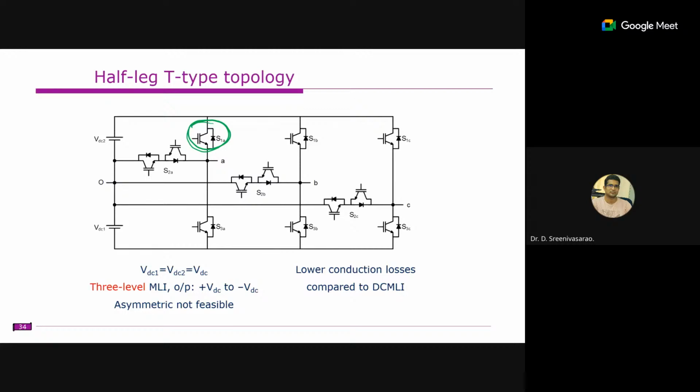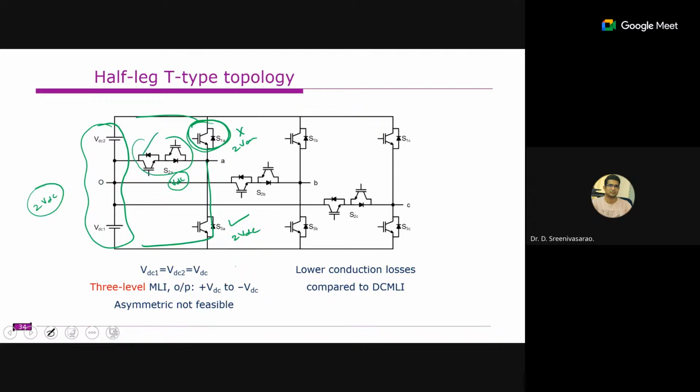But the thing is that, let us assume this switch is off here and this switch is on. In that case, this switch is supposed to block these two DC sources. So this switch is supposed to block 2 VDC voltage. Whereas this entire thing is supposed to block only VDC voltage. So that means it will share, right? Half of the voltage will be shared by this one, and half of the voltage by this one.